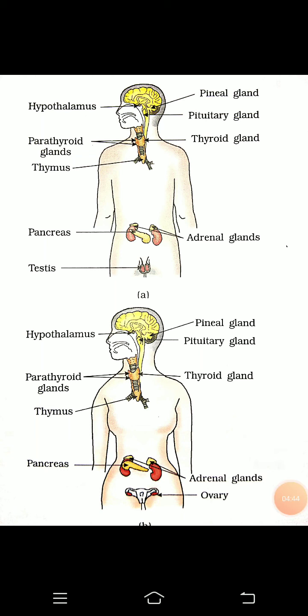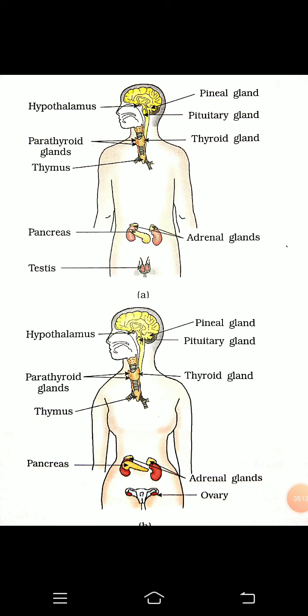This adrenaline is secreted directly into the blood and it is carried to different parts of the body. Who will carry it? Blood, of course. The target organs, or else we can say the specific organs. For example, heart. So it directly goes to the heart, and as a result, the heart will beat faster.